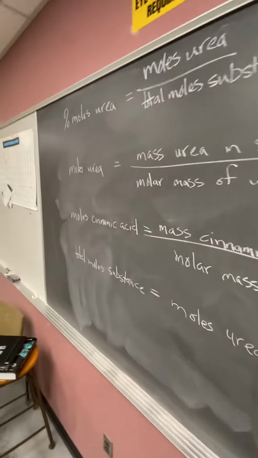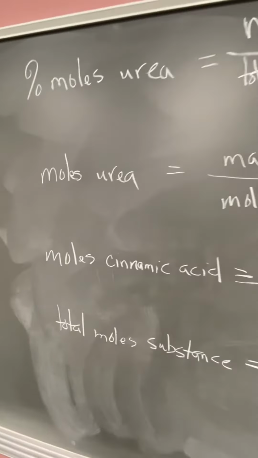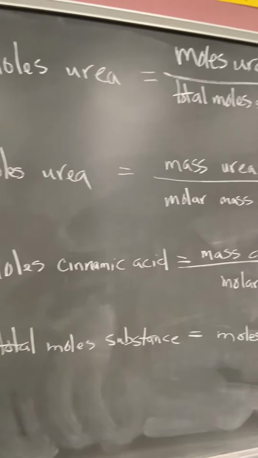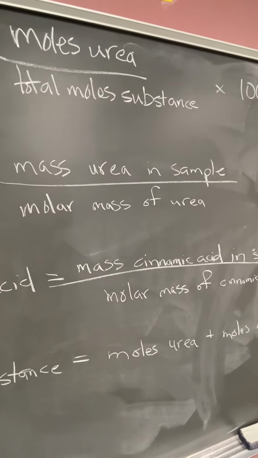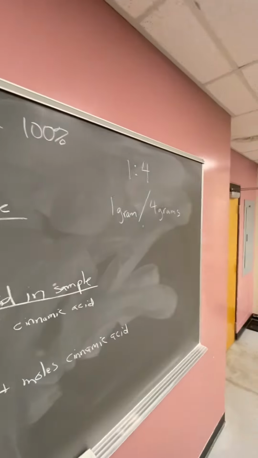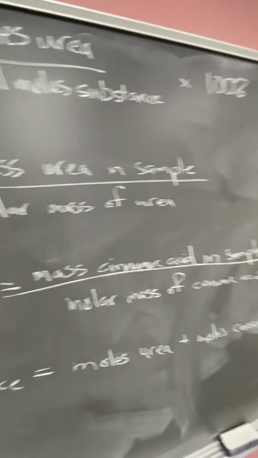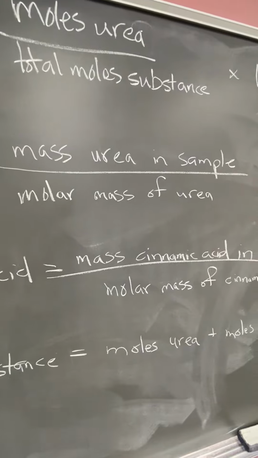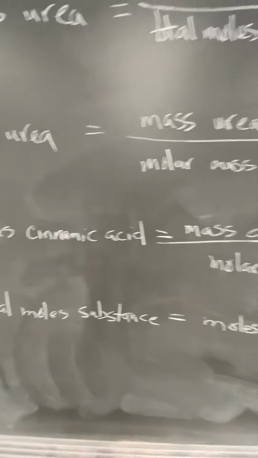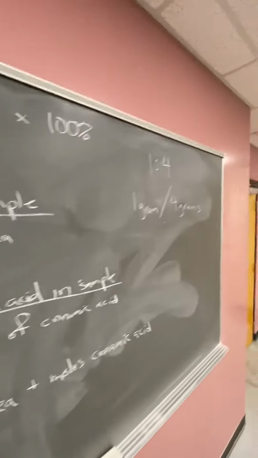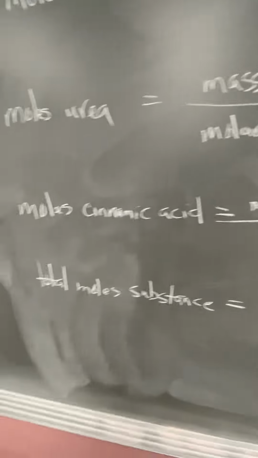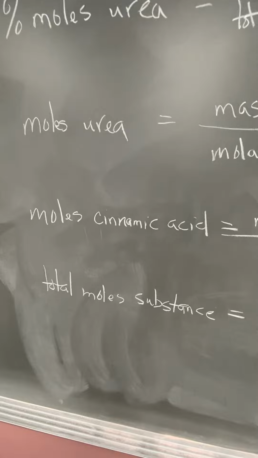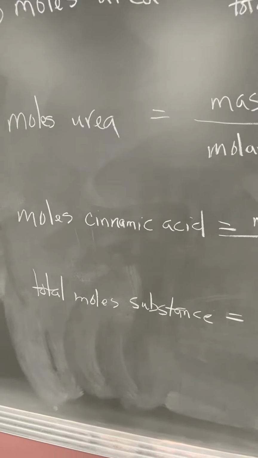Well, when it comes time to doing our molar calculations to know how many moles of urea are present in a given sample, you take the mass of urea, which in this instance would have been 1 gram, over the molar mass of urea. You take the mass of cinnamic acid, which would have been 4 grams, and place it over the molar mass of cinnamic acid. That gives us the number of moles of each component.